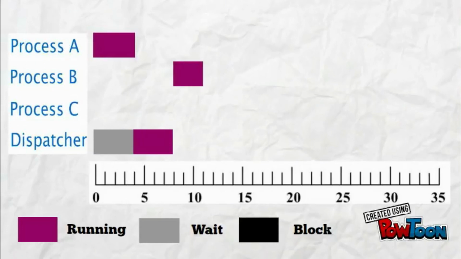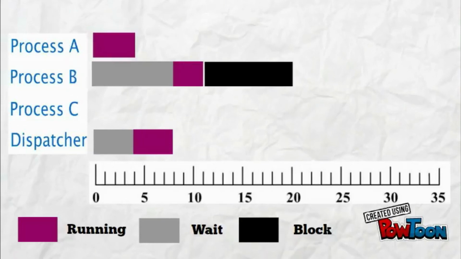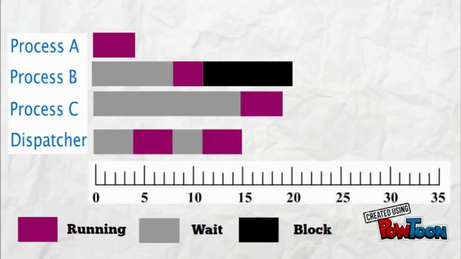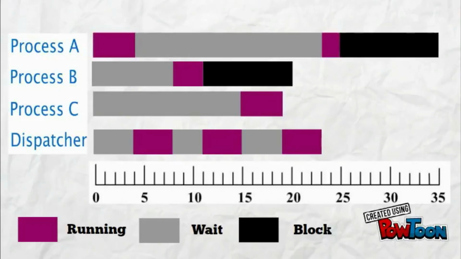Remember to sketch the blocked state from timeline 11 to 20. Sketch the other processes. Okay, after the process is finished, sketch it with the blocked state because there are no more addresses to run.